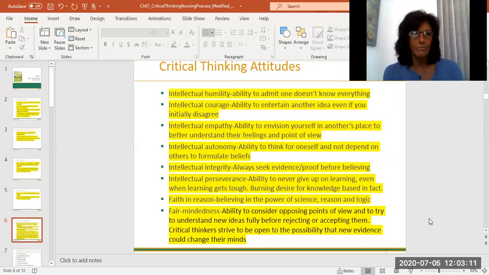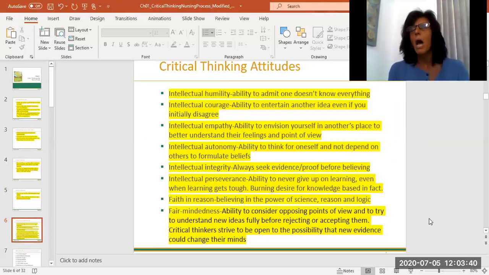Intellectual humility. The ability to admit that you don't know everything. I don't know everything. Nobody knows everything, okay? But you have to be able to admit that. And by doing that, you say, listen, I am open to learning, okay? I learn something every day. We all do. Intellectual courage is the ability to entertain another idea, even if you initially disagree with the person.